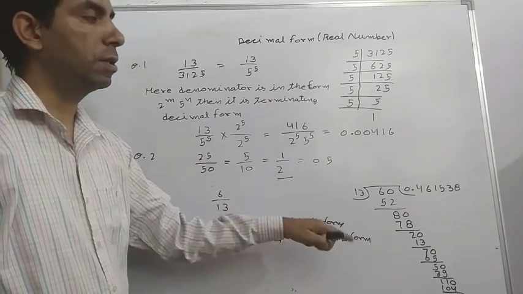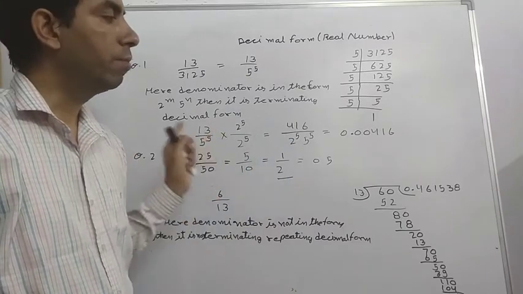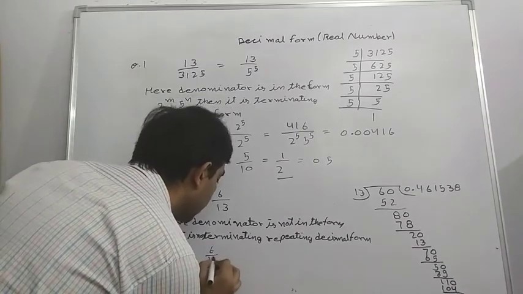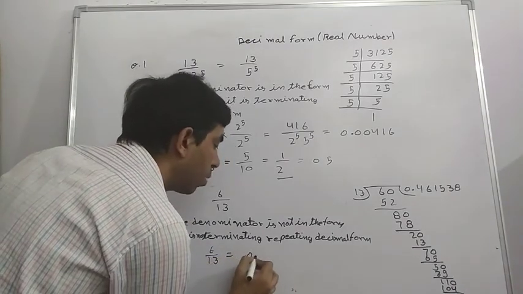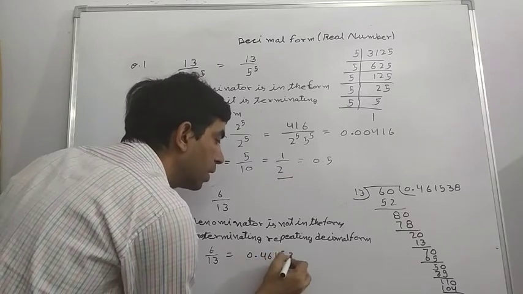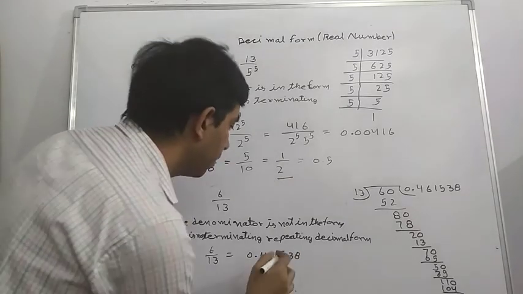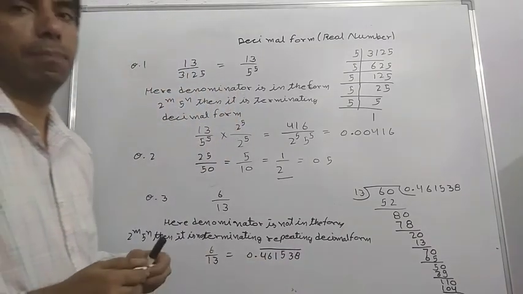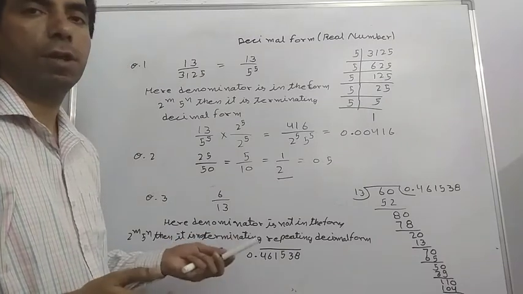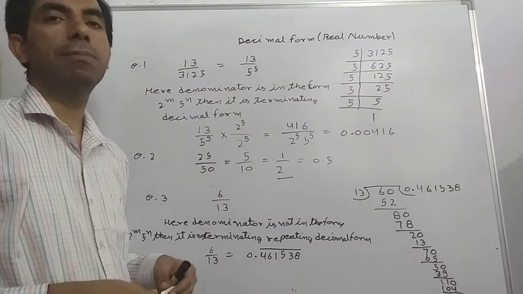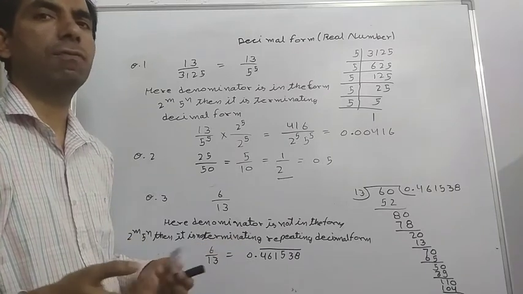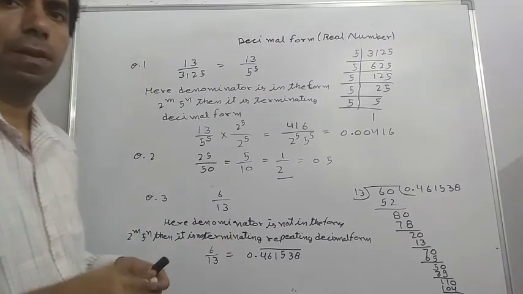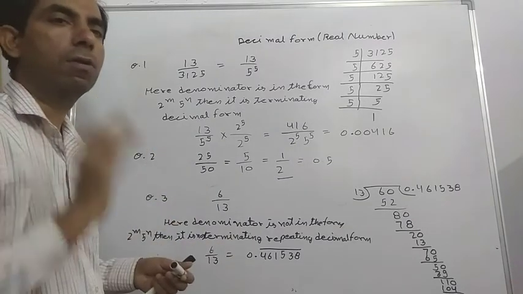Then after this, the divisions are similar, which means all these digits repeat. So the answer is 6 upon 13 equal to 0.46153 and these digits repeat. Here 6 digits are repeating. So it is non-terminating repeating. In repeating decimal form, sometimes 3 digits, sometimes 4 digits repeat. The count is not fixed. Every time some digits are repeating.